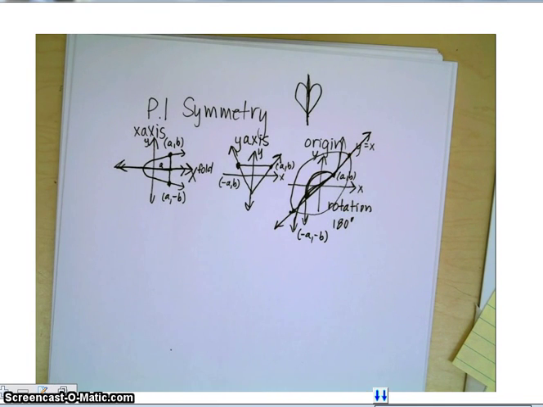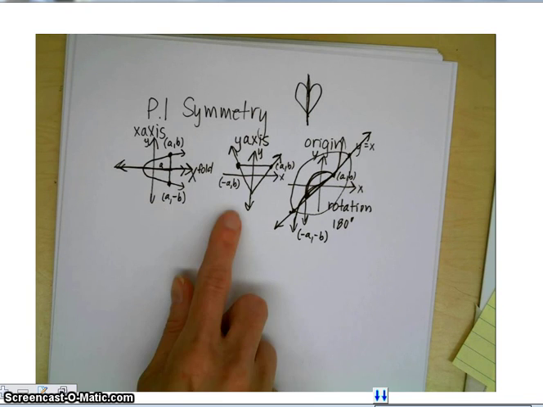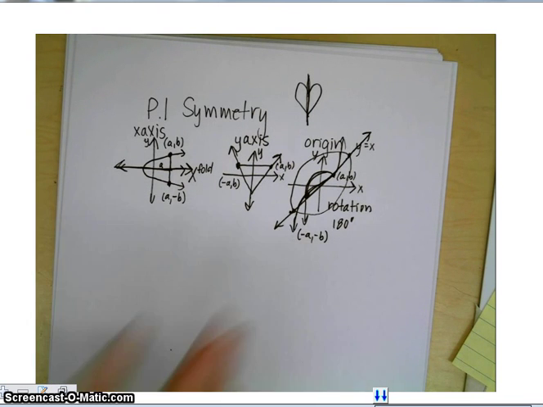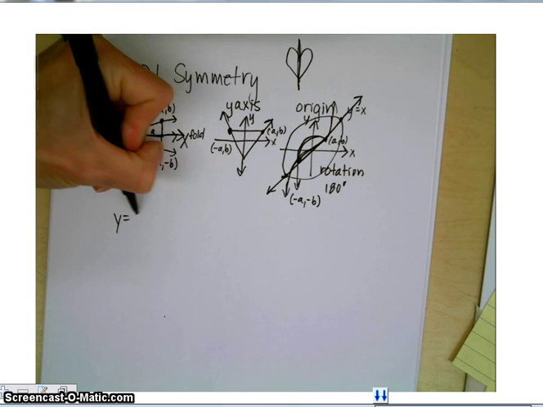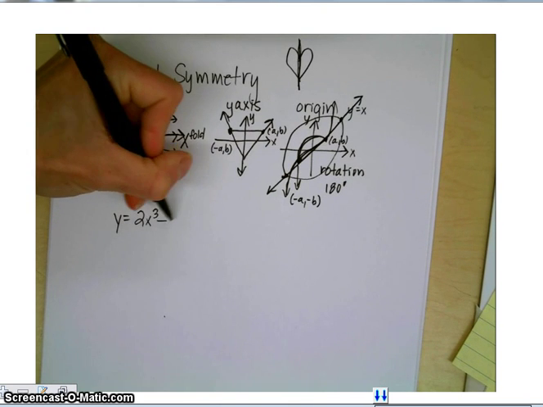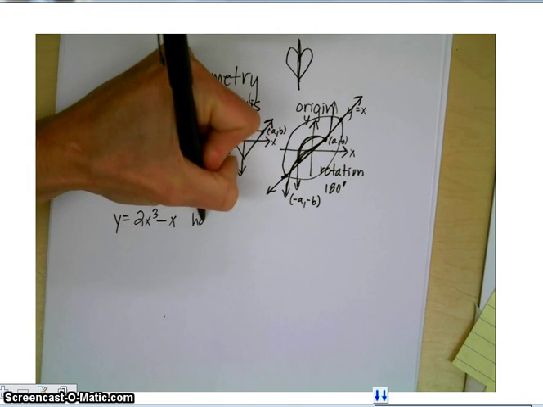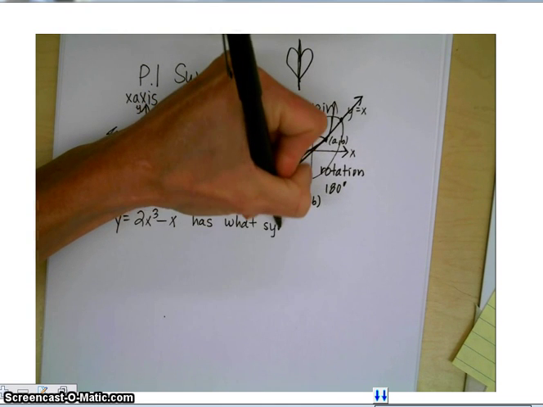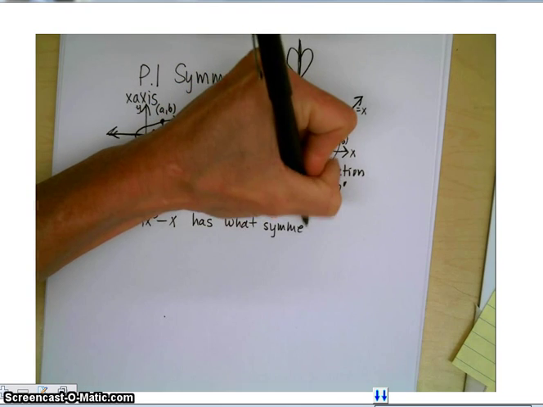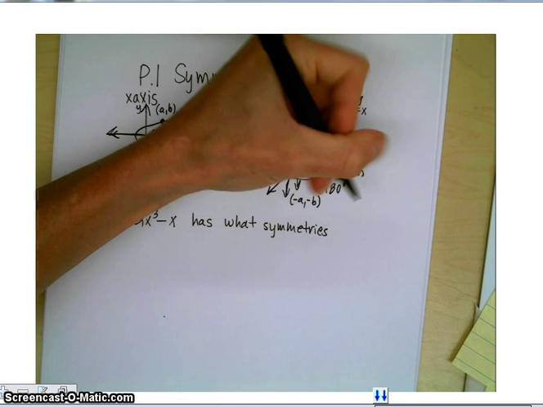So that is a fact about each of these types of symmetries, and I can use that to do a test for each type of symmetry on any function I want. So I'm going to do an example here. I want to know y equals 2x cubed minus x has what symmetries? What symmetries? If any.